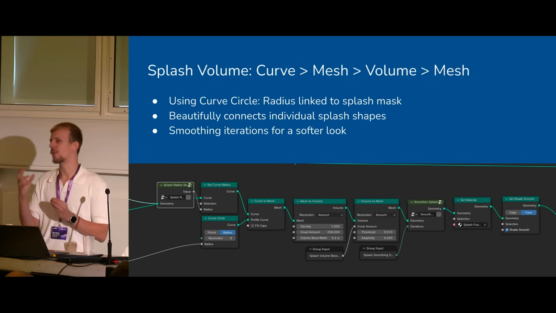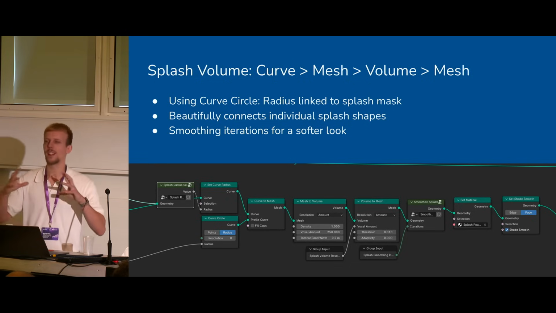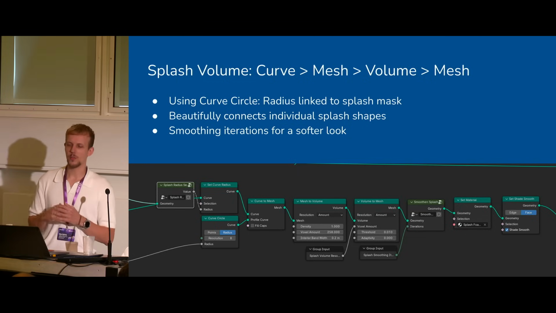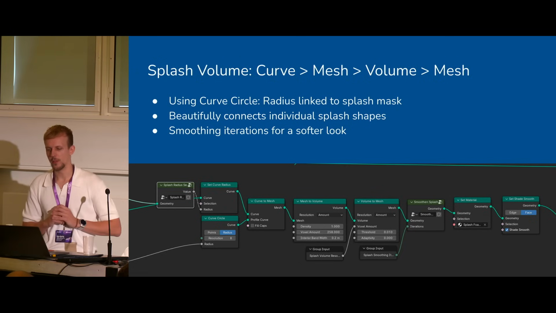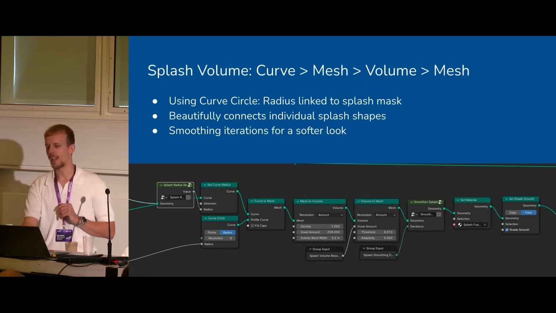Otherwise, every single trail has its own kind of shape, and I want them to connect a bit more like water does, more like a volume does, right? So we connect it to a volume, and then we convert it back to a mesh, and everything gets connected beautifully.